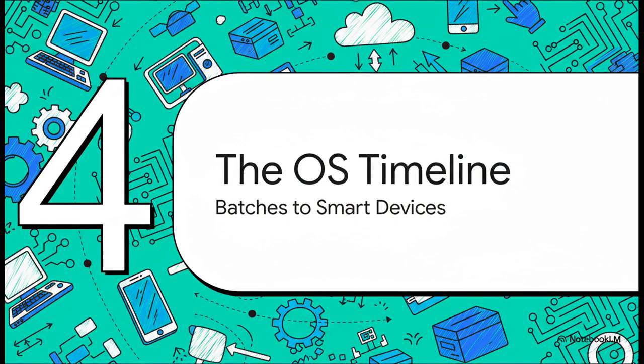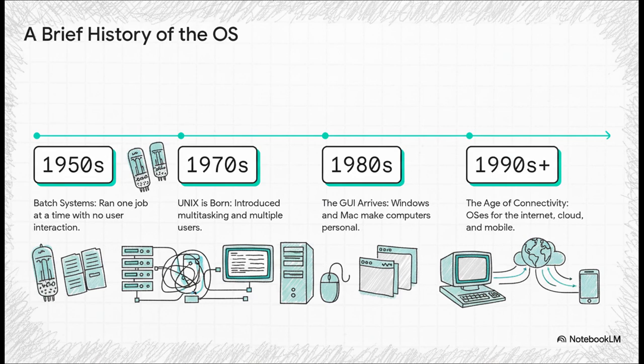Now, all this incredible variety didn't just appear out of thin air. The role of the OS has changed so much over the years. So let's just do a quick trip down the timeline to see how we actually got here. In the beginning, way back in the 50s, computers were these giant room-sized things that could only run one single job at a time, no interaction at all.